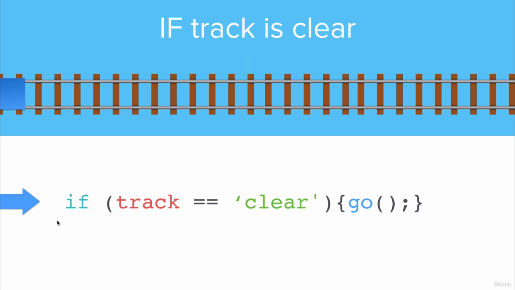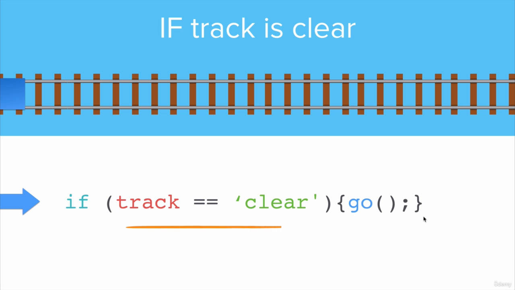So in this case, our if statement says that if the track is clear, the double equals means assess to see if the left-hand side is equal to the right-hand side, but a single equals is an assignment. So it means make the left-hand side equal the right-hand side. And that's a subtle difference to be aware of when you're coding. So in English, it means if the track is clear, then go.